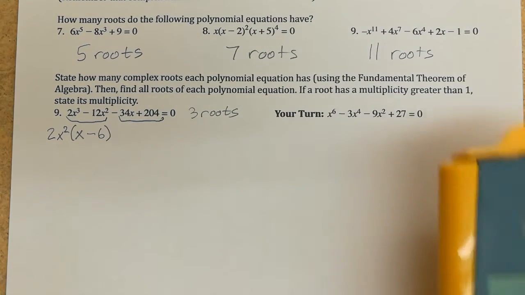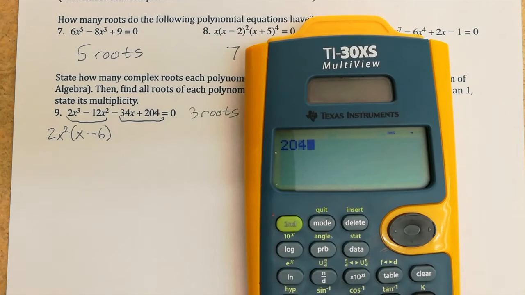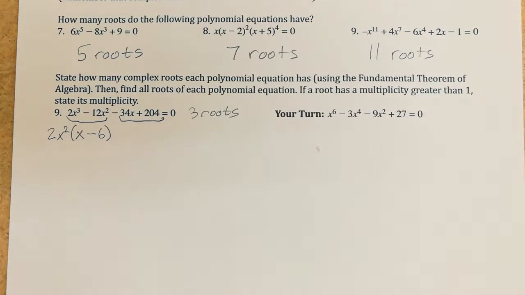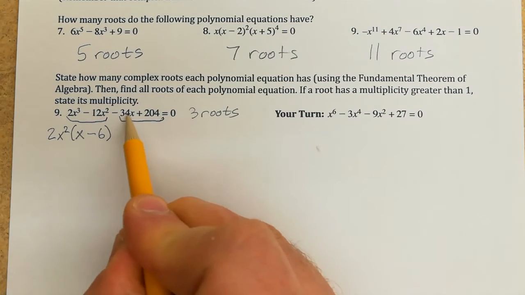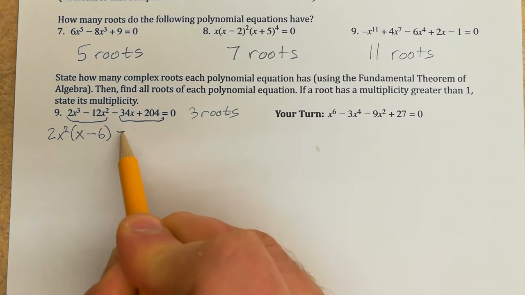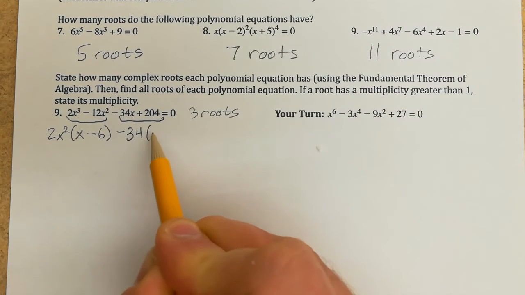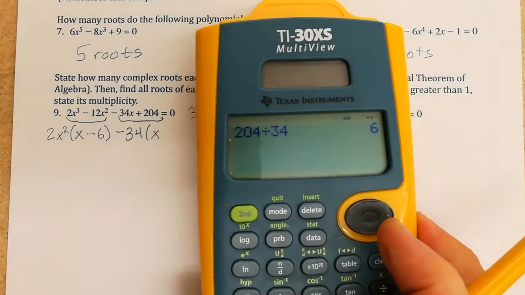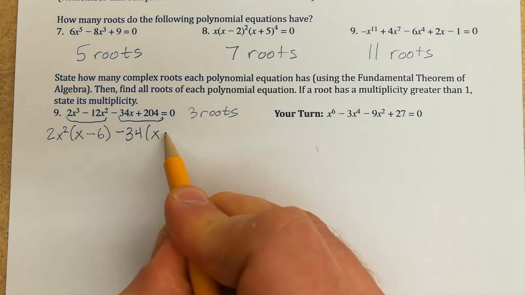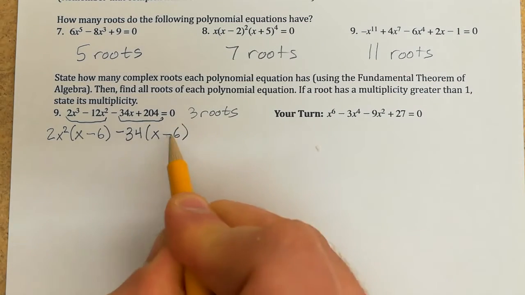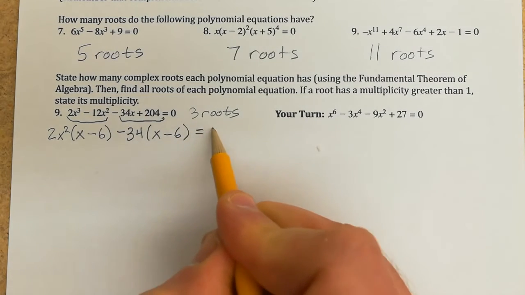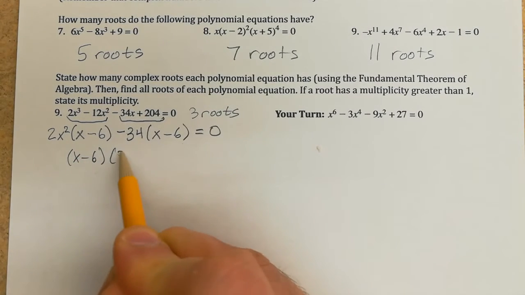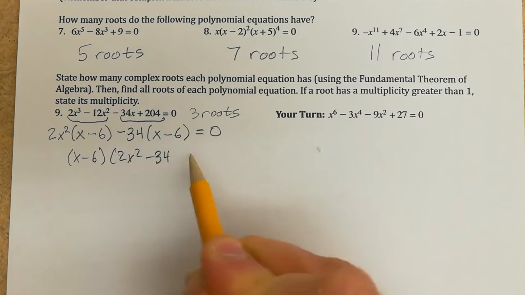Out of these two, 34, I believe, goes into 204, but let me double check that. 204 divided by 34, how about that? It does. So we take out negative 34. Let's see if this works out. Negative 34 times x would be negative 34x. Negative 34 times 6 would give us negative 204. We have to make it negative because a negative times a negative would give us a positive, right? So that worked out. These match. So now we can rewrite this as x minus 6 times 2x squared minus 34 equals 0.